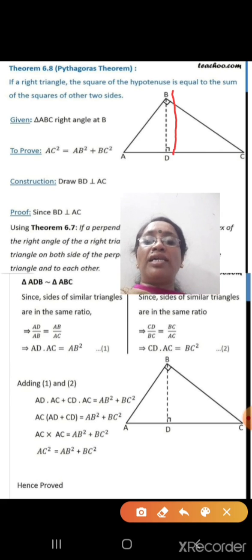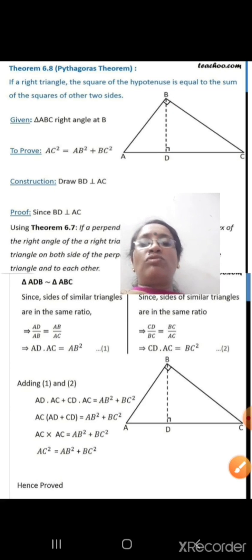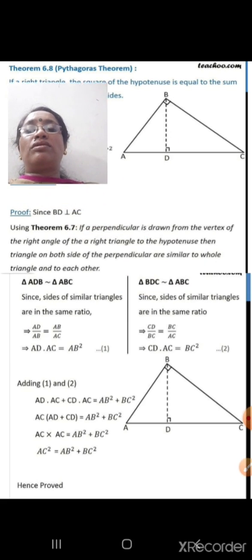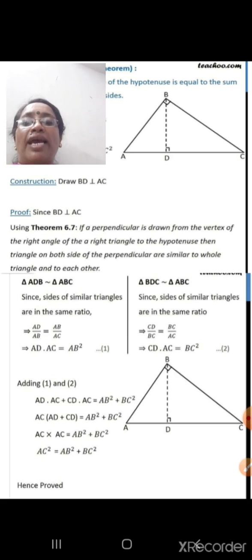Draw BD perpendicular to AC. We need to apply theorem number 6.7 to prove this Pythagoras theorem. What is theorem number 6.7? If a perpendicular is drawn from the vertex of a right angle to the hypotenuse, then the triangles on both sides of the perpendicular are similar to the whole triangle as well as to each other. So we are going to consider these 3 triangles, ADB, BDC and ABC. These 3 are similar to each other. So we are going to consider here ADB and ABC.